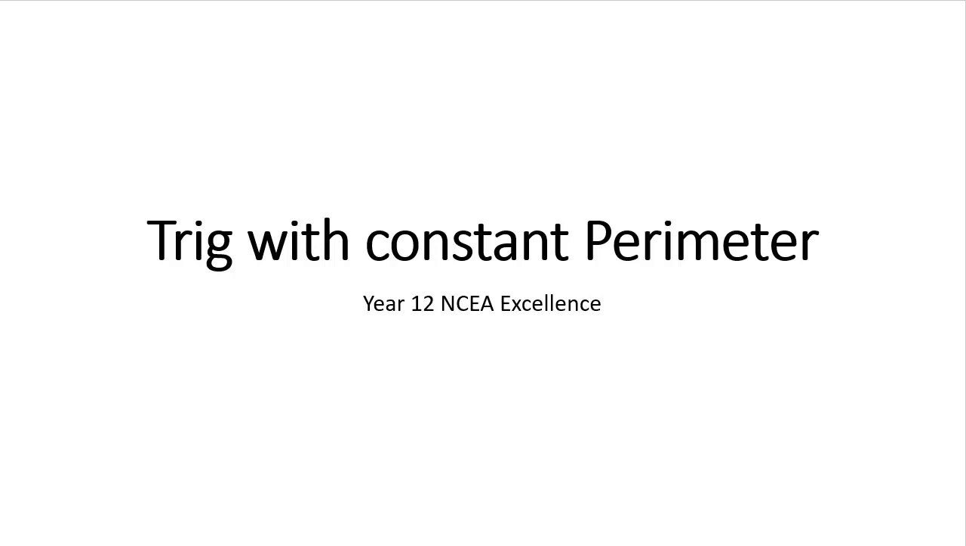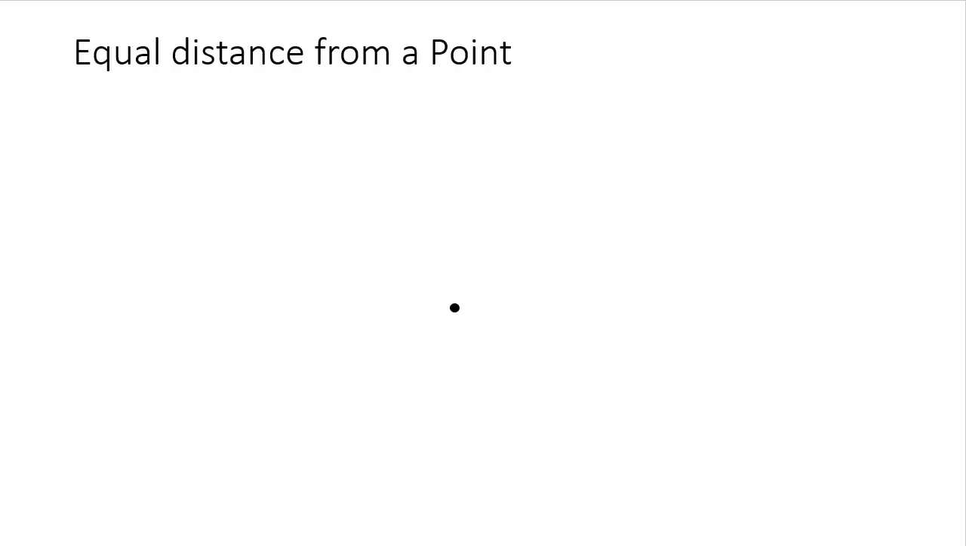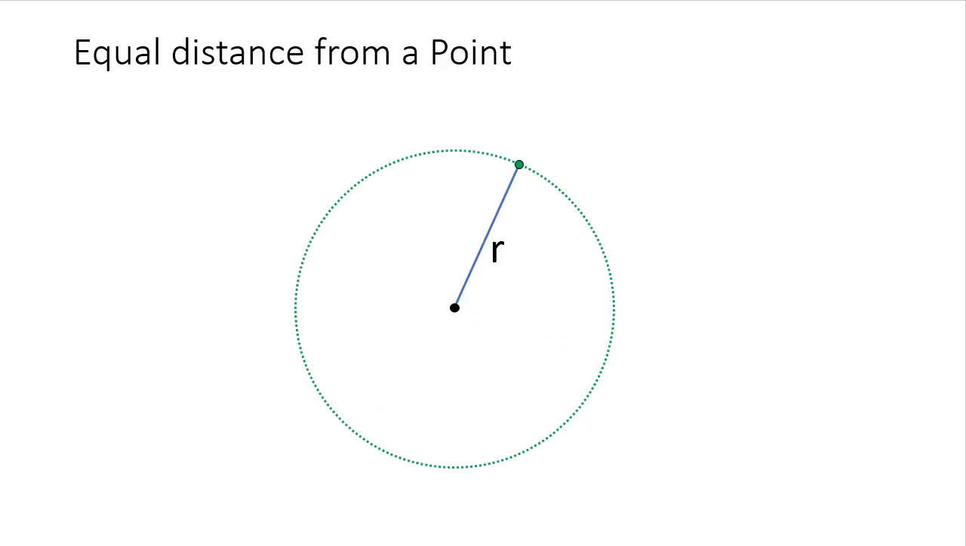This is just a recording of how we can solve a very specific sort of Excel problem. Some background first. If we take a point and we take a distance from that point, and then we plot all the points that are the same distance, then we generate a circle. That is what a circle is. It's all the points equal distance from a single point, and the distance out is given as the radius.